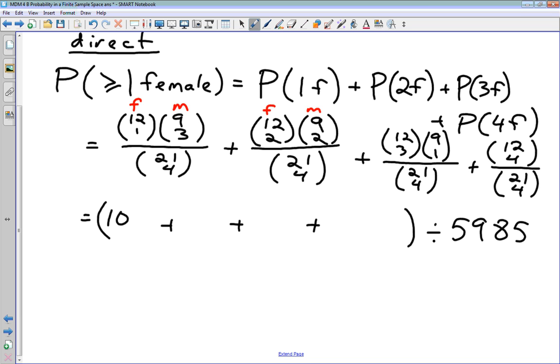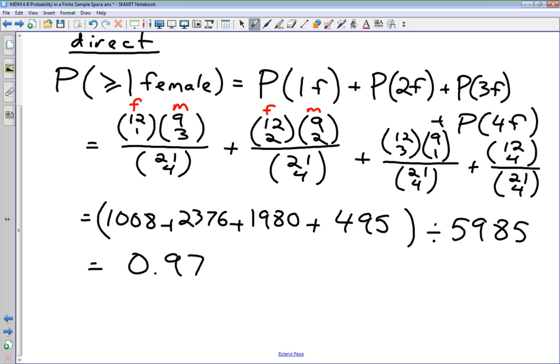So 12 choose 1 times 9 choose 3. Punch this in, we get 1008. 12 choose 2 times 9 choose 2. Punch this in, we get 2376. 12 choose 3 times 9 choose 1. We get 1980. And then finally, just 12 choose 4, 495. So add those all up, divide by 5985, and we end up with 0.9789, which is approximately equal to 97.9%.